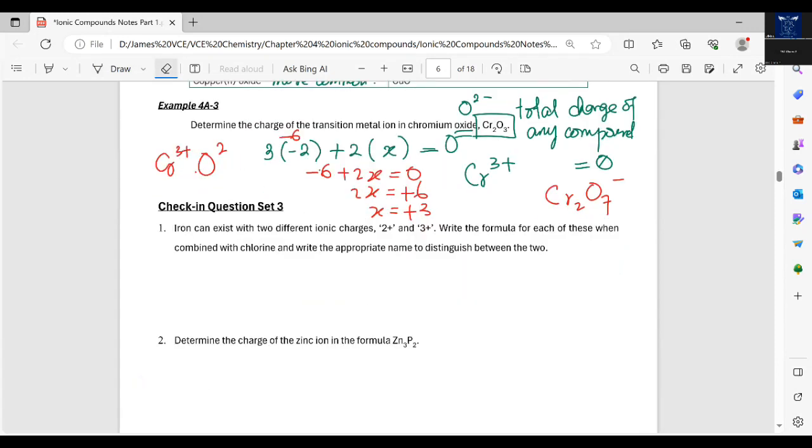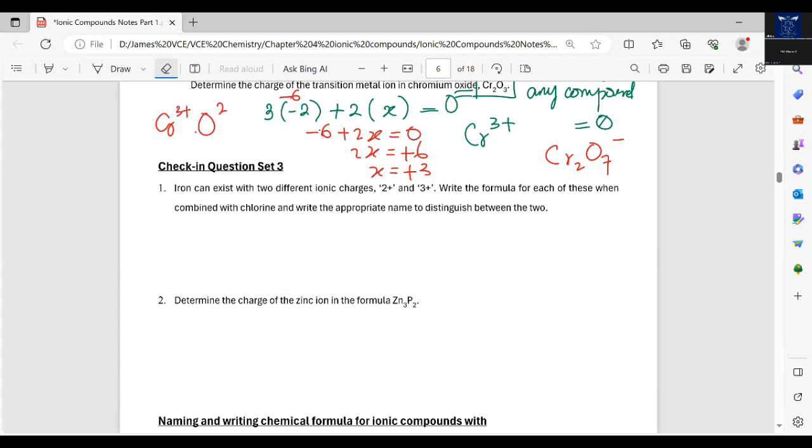Okay, iron can exist with 2 different ionic charges. Yes, 2 plus and 3 plus. Write the formula for each of these when combined with chlorine. Write the appropriate name to distinguish between them. So chlorine is 1 minus. So Fe can be Fe2 plus and Cl is minus.